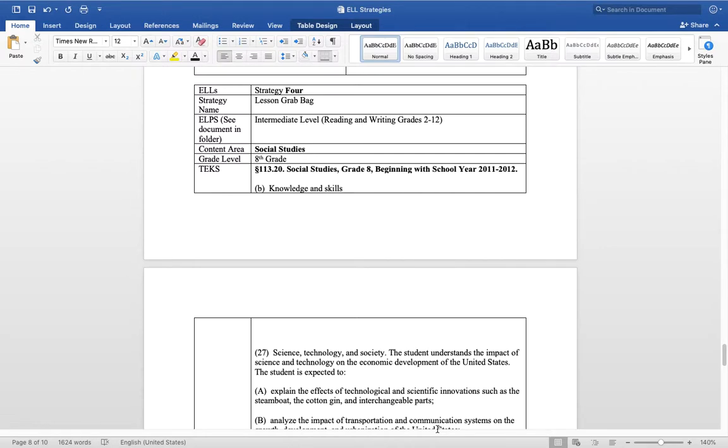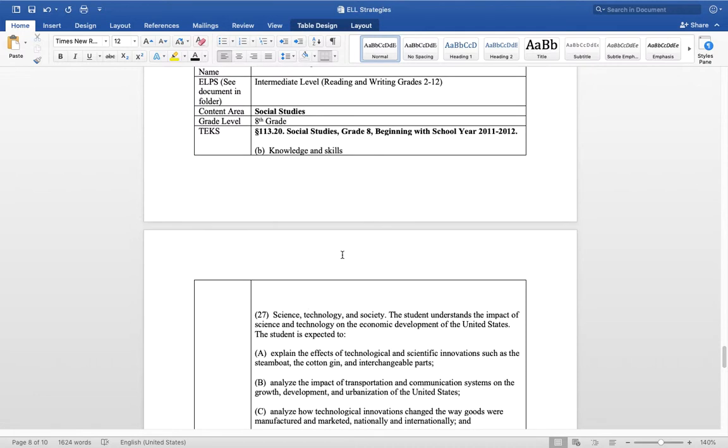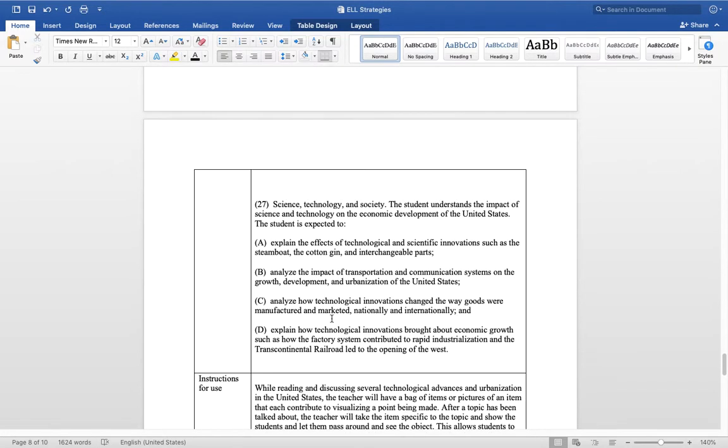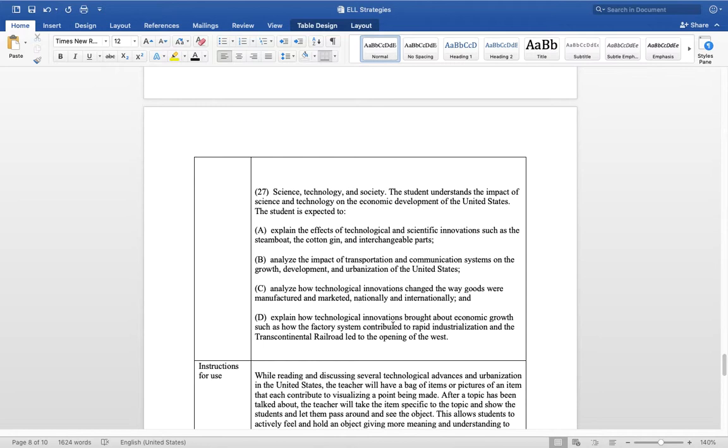So my fourth and final ELL strategy is a lesson grab bag, and this is also social studies for eighth grade. The TEKS pertain to science, technology, and society. They're talking about explaining the effects of technological and scientific innovations, and major inventions like the steamboat, cotton gin, and interchangeable parts. They analyze these and talk about major innovations and how they led up to and contributed to rapid industrialization and the transcontinental railroad, leading to the exploration of the West.